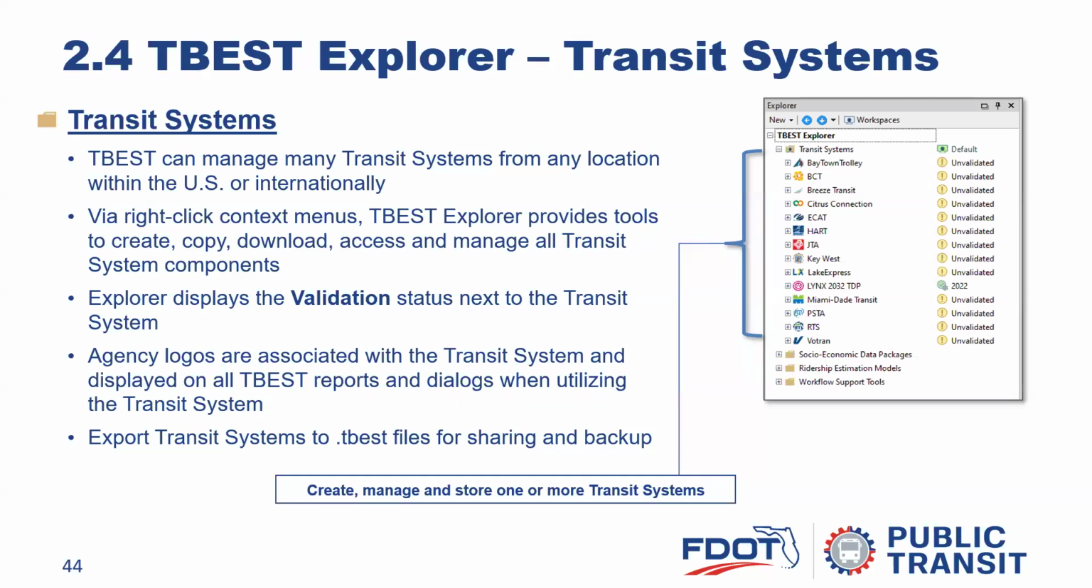Also, you can export transit systems to what we call .tbest files for sharing and backup. Essentially, it creates an export file of a transit system that you can back up somewhere, and then if you need to, you can bring it back into TBEST. So it's basically an export file of a transit system that you could give to someone else. You can say, hey, I created this transit system, here it is in a .tbest file. You can import it into your TBEST and start using it. Or you can just use it as a backup. So it's a great way to transfer an entire transit system and all of its components to someone else.